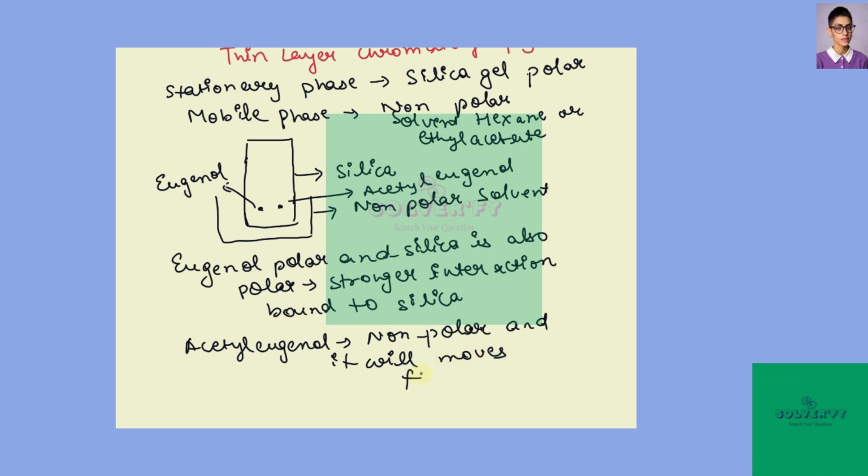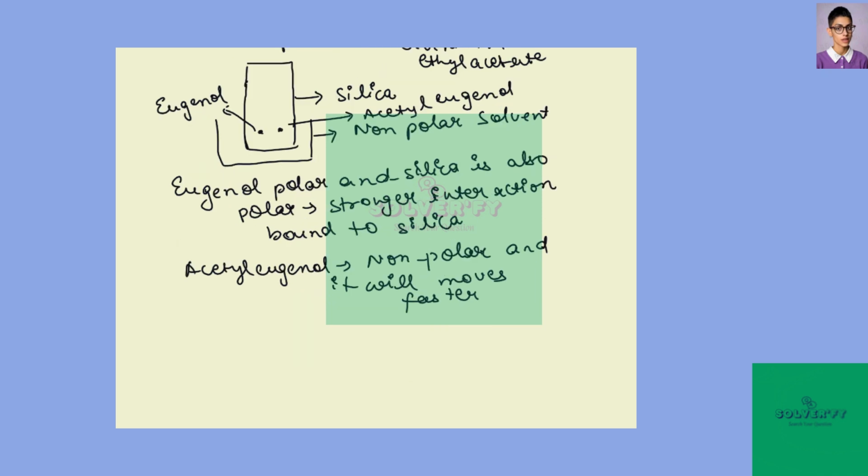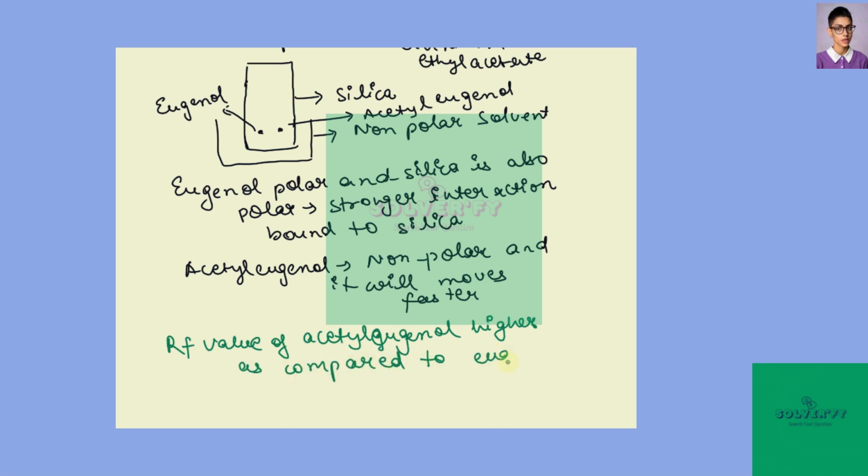Here we compare the RF values, that is, the retention factor. The RF value of acetyl eugenol will be higher as compared to eugenol. So by comparing the RF values we can differentiate both of them.